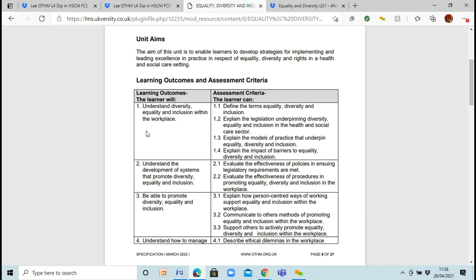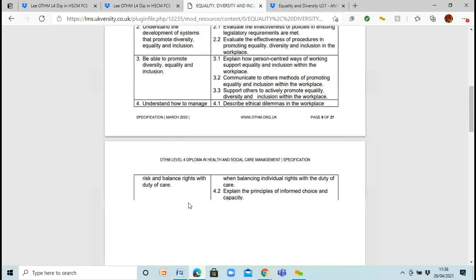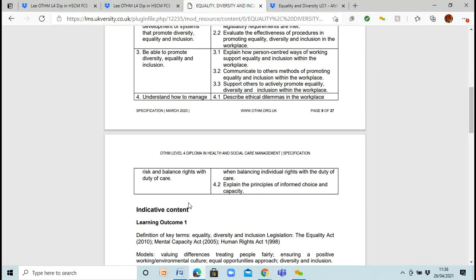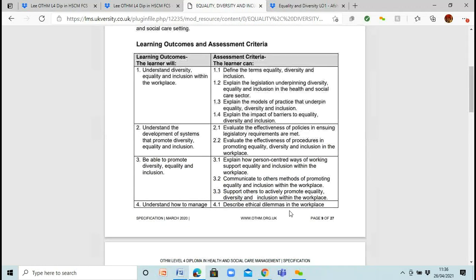Learning outcome 2 is understand the development of systems that promote diversity, equality and inclusion. Then learning outcome 3 is be able to promote diversity, equality and inclusion. And then learning outcome 4 is understand how to manage risk and balance rights with duty of care.